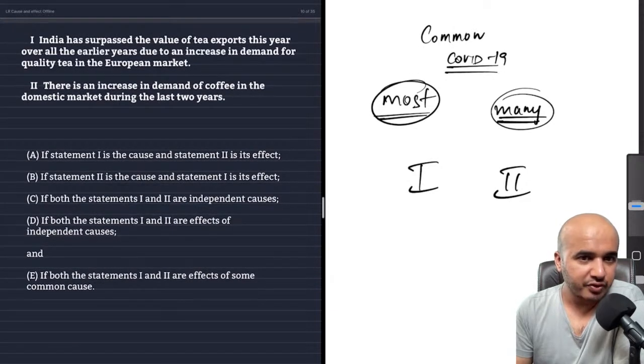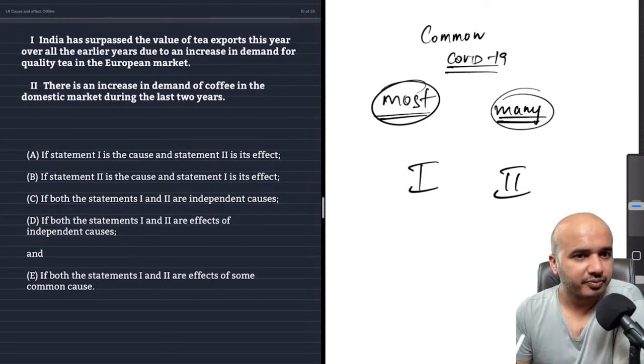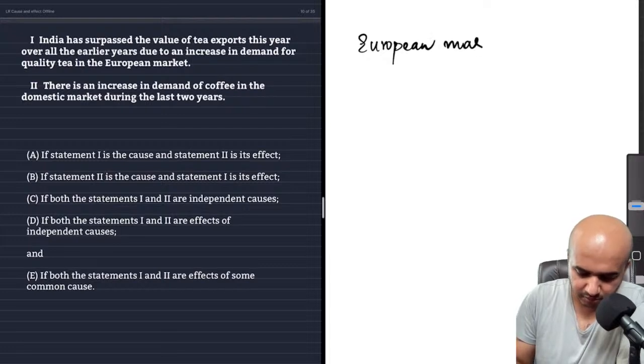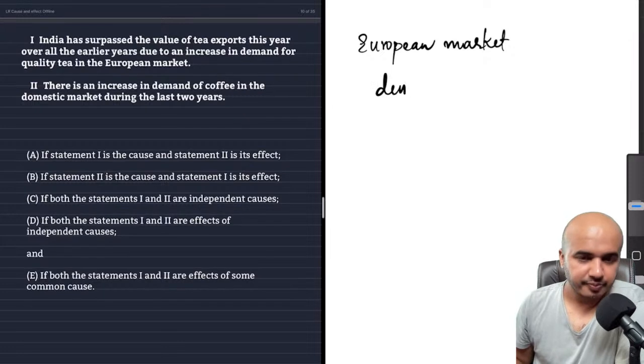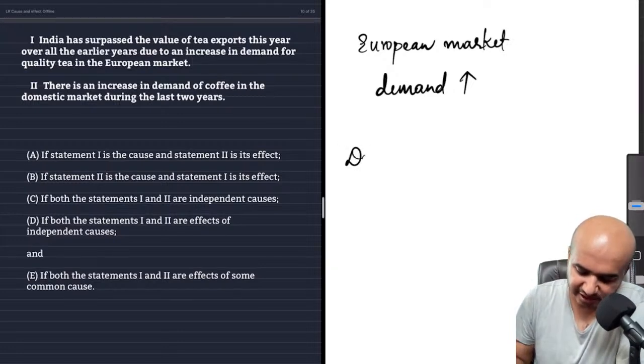India has surpassed the value of tea exports this year, they say, over all the earlier years due to an increase in demand for quality tea in the European market. Okay. So, European market demand has increased. There is an increase in demand of coffee in the domestic market during the last 2 years. In the domestic market, they say there is an increase in demand for coffee.